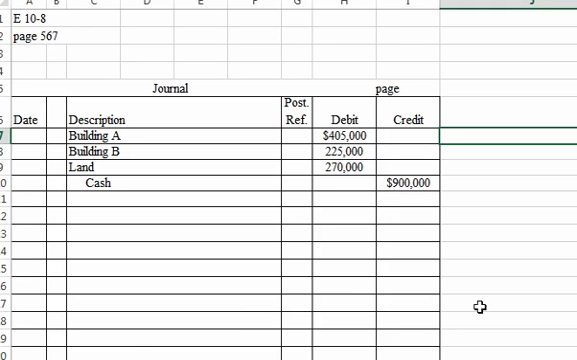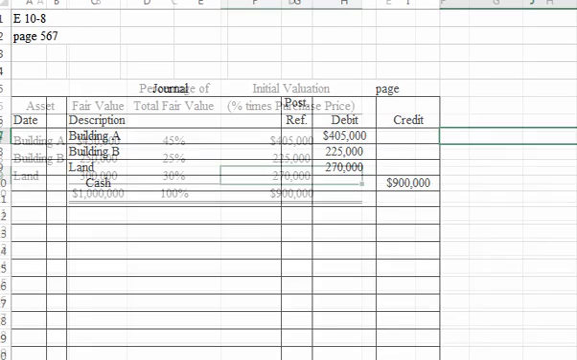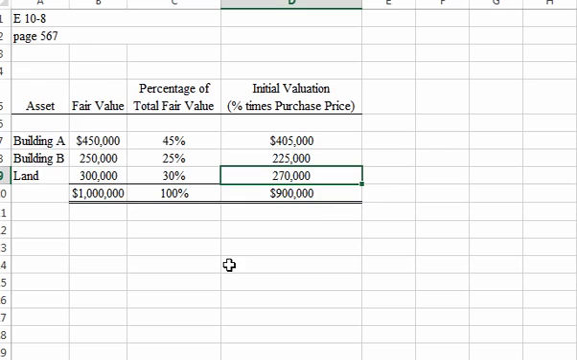Okay, so I think after working that one with me, it's really more than the book asked for. We showed you the journal entry as well, but after doing this part with me, you should have no trouble with exercise 10.8 on the Connect site. And good luck to you there.